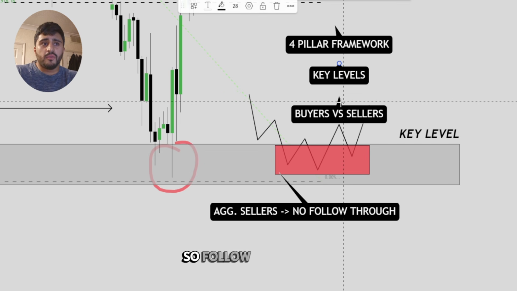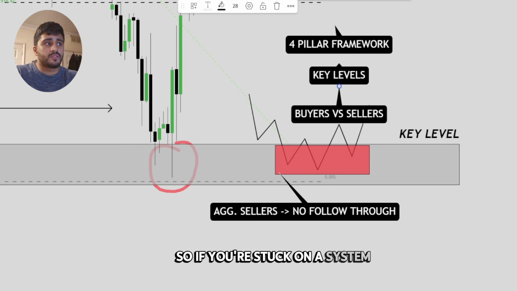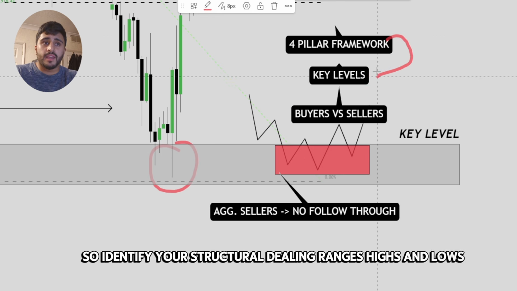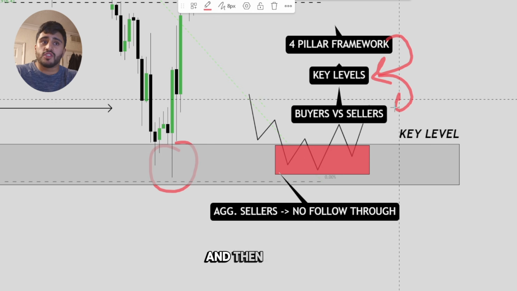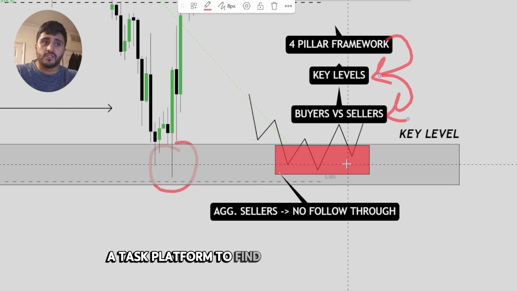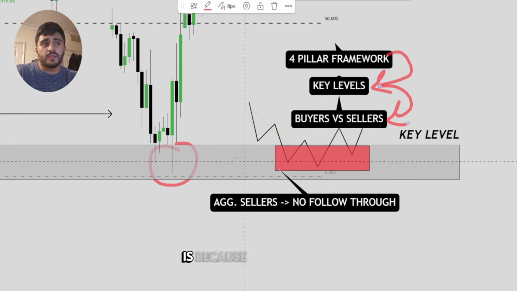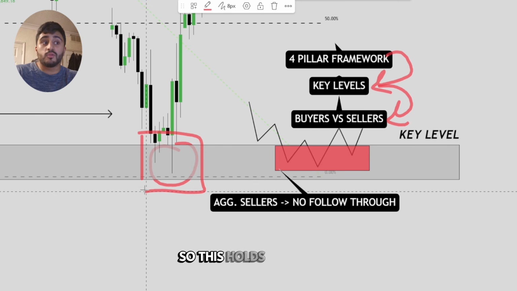So follow this system. If you're stuck on a system, just follow this system. Identify your structural dealing ranges, highs and lows, get your fair value gaps and key levels, and then jump to the ATAS platform to find your higher time frame bias. The reason this is a higher time frame bias is because it's a 4-hour level, so this holds a lot of weight.